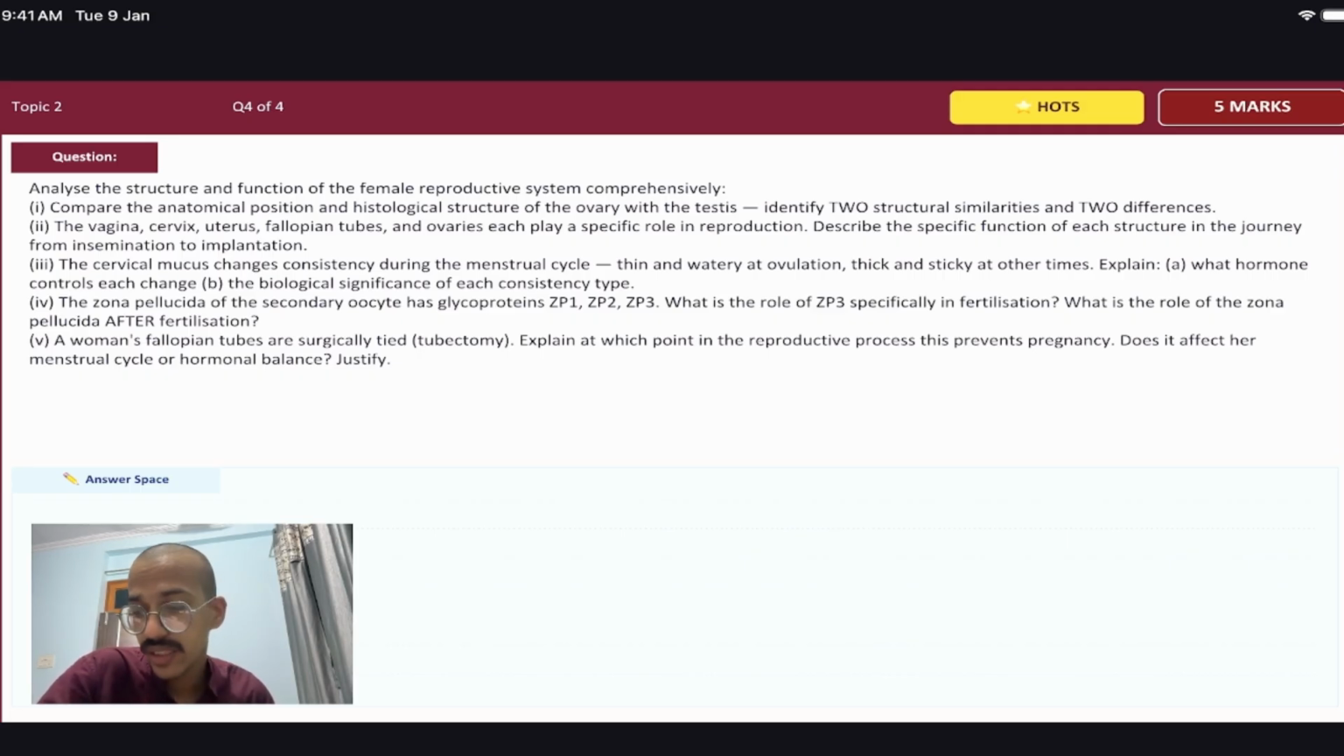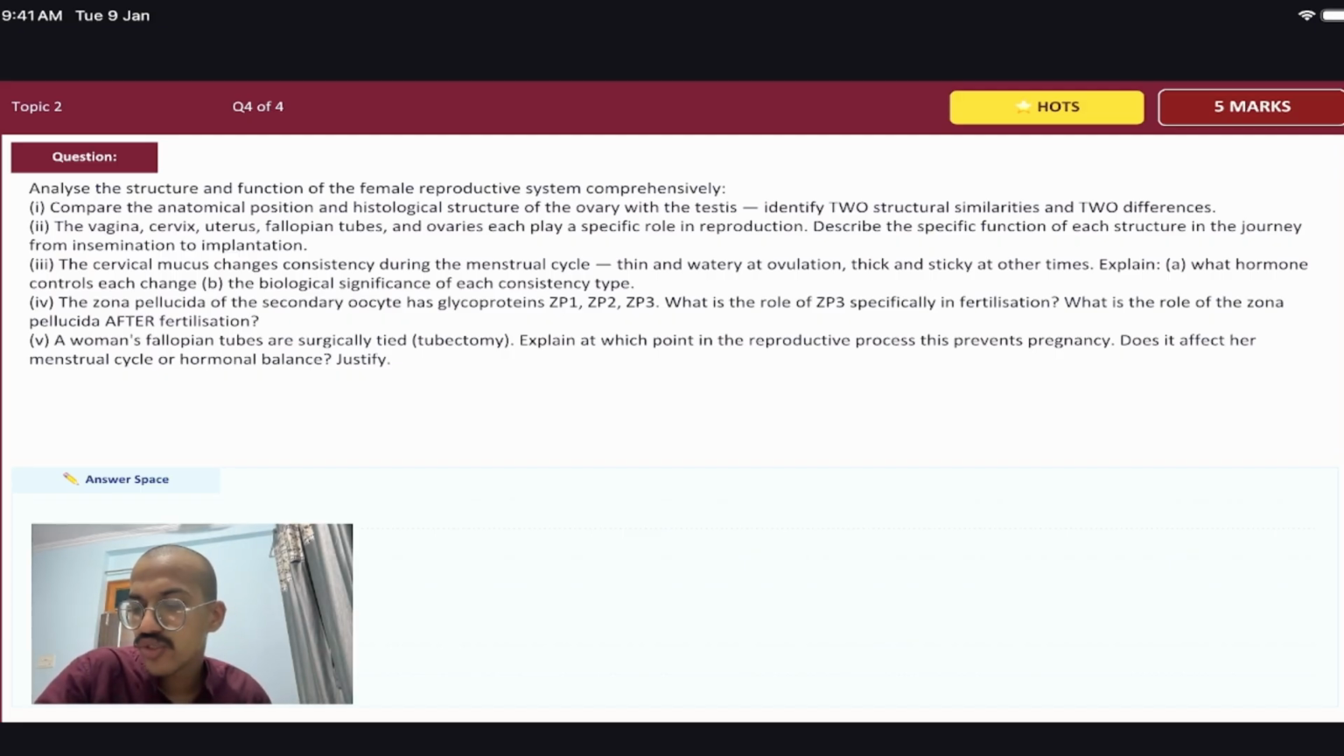That is enough. Okay, then the vagina, cervix, uterus, fallopian tubes, and ovaries each play a specific role in reproduction. Describe the specific function of each structure in the journey from insemination to implantation. This is a straightforward question.